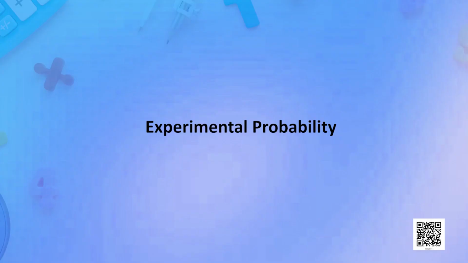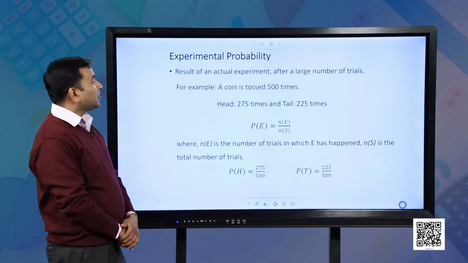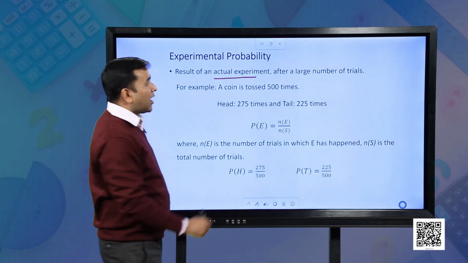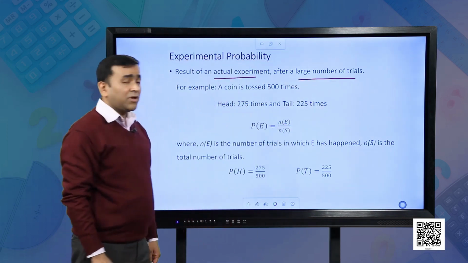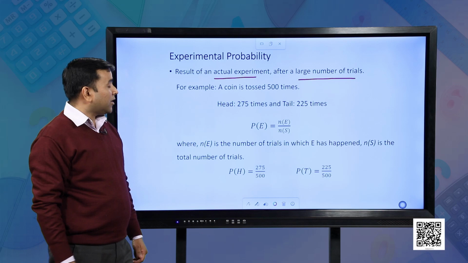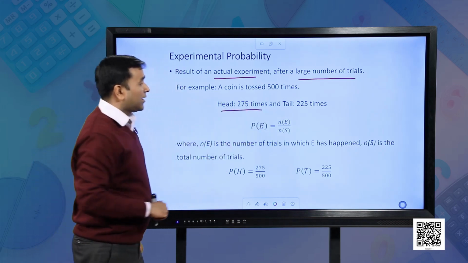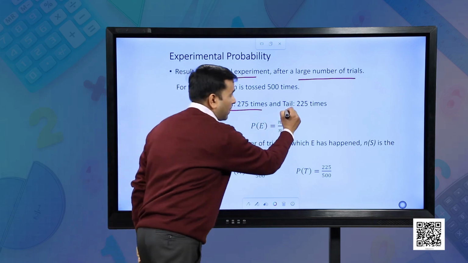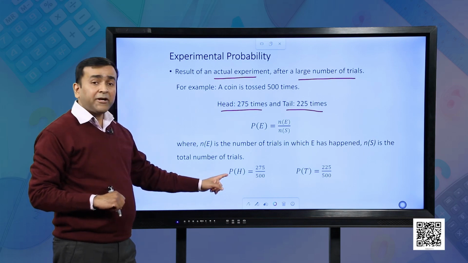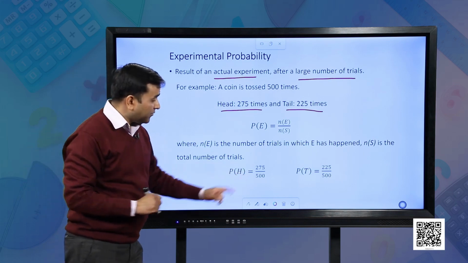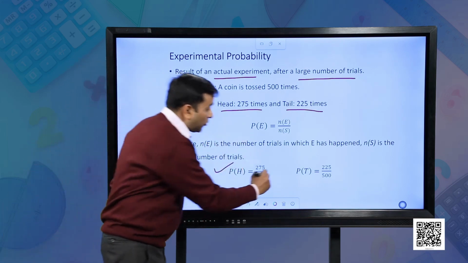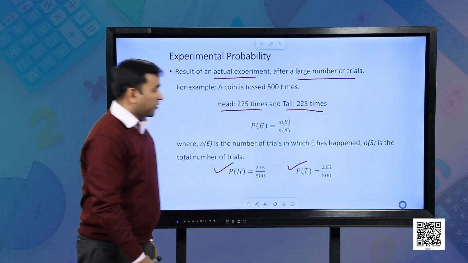Let us understand what an experimental probability is. The experimental probability is based on actual experiment. We need to conduct a large number of trials. For example, if we toss a coin 500 times and note down the readings of head appearing 275 times for example and tail appearing 225 times, then we find the probability using this formula. We get the probability of H as 275 divided by 500 and the probability of tail as 225 upon 500.